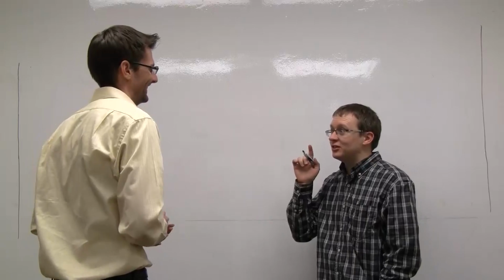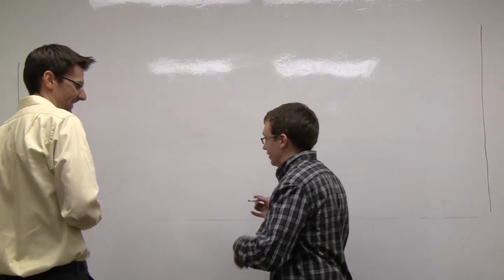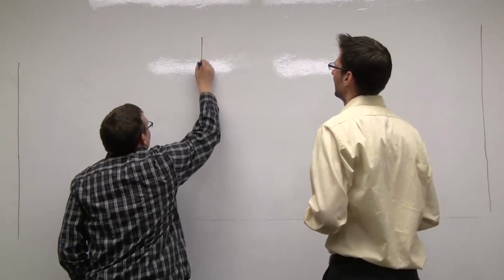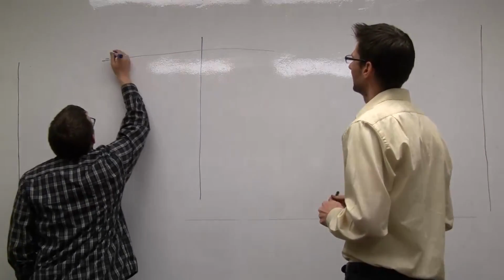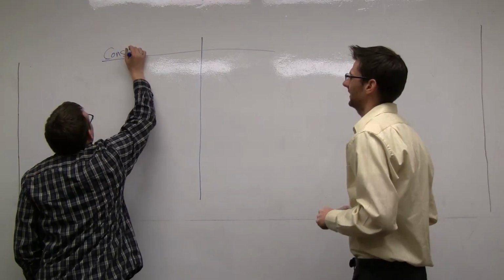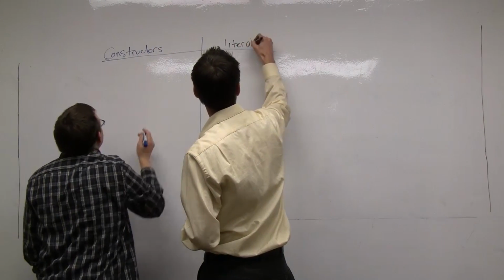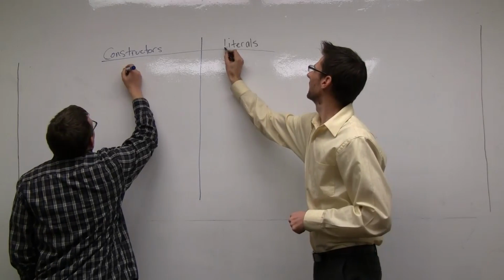Let's actually start with the constructor, because every object has a constructor, right? Okay, let's do it. That's a good point. Draw a line, and I'll do constructors over here. And I'll do the literals over here. Hope that's big enough. So let's start with a number.